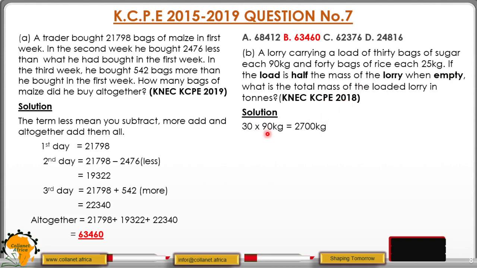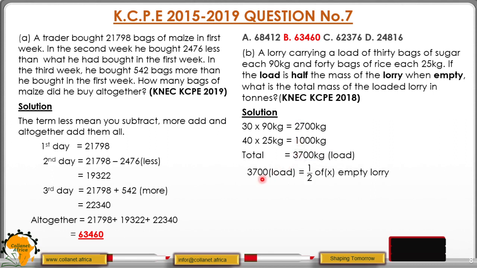Let us see the solution. So 30 times 90, you get 2,700 kg of sugar. Then 40 times 25 kg, you get 1,000 kg of rice. So the total load will be 3,700 kg. That is the load. So it is sugar plus rice, not sugar alone.